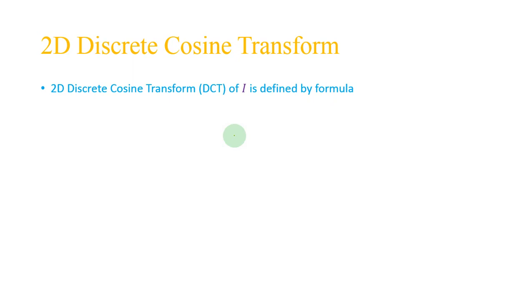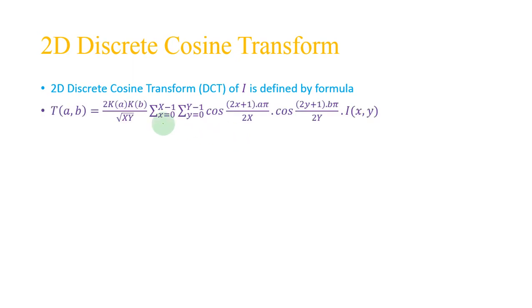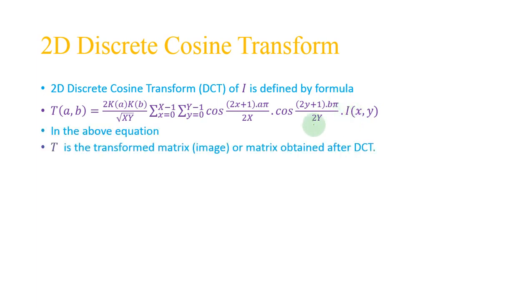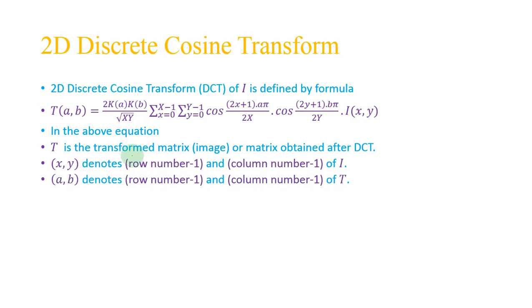2D discrete cosine transform is defined by the formula T of AB, this whole formula, where T is the transformed matrix, XY denotes the row number and column number of I, which is the input matrix, and AB denotes the row number minus 1 and column number minus 1 of T.